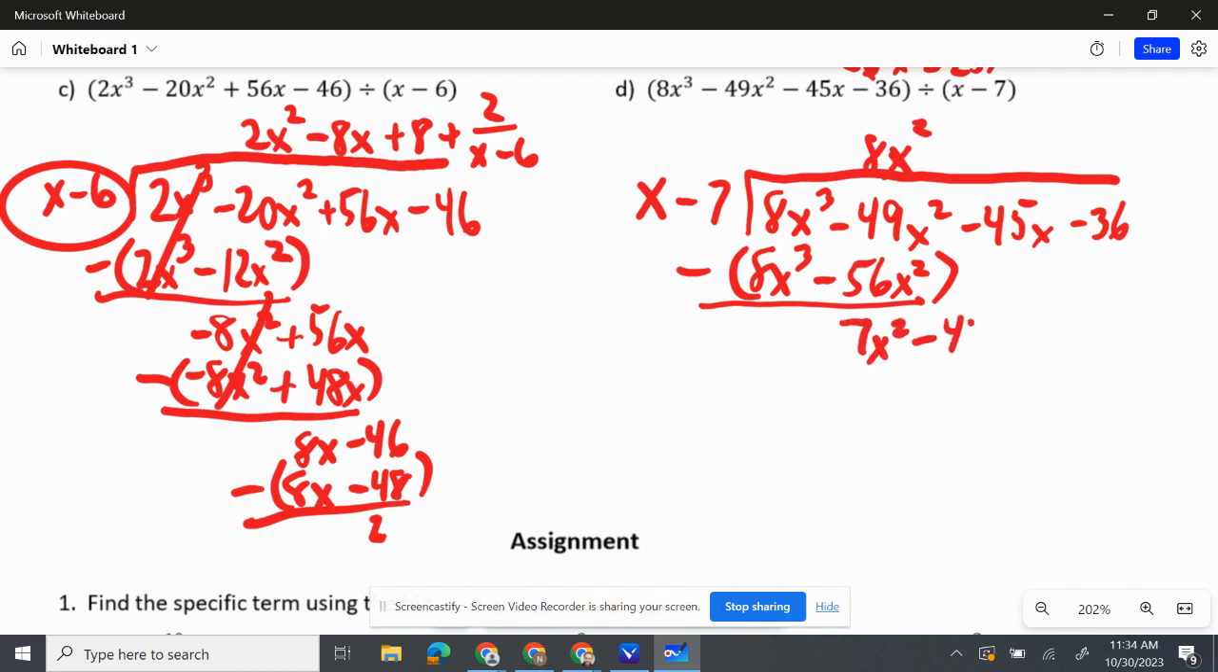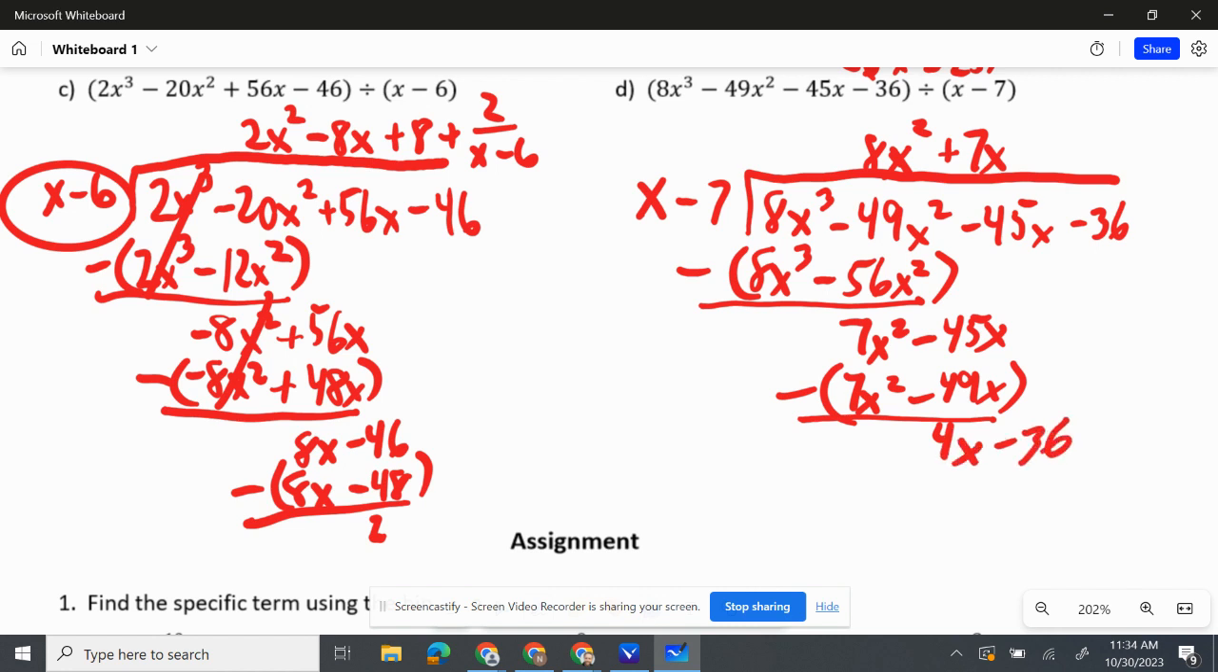I bring down the negative 45x. x goes into 7x squared, 7x times. 7x times x is 7x squared. 7x times negative 7 is negative 49x. And then I subtract my terms. That gives me a 4x. I bring down the 36. x goes into 4x 4 times. 4 times x is 4x. 4 times negative 7 gives us negative 28. And then I subtract my terms, and what I get is negative 8. So that gives me minus 8 over x minus 7.